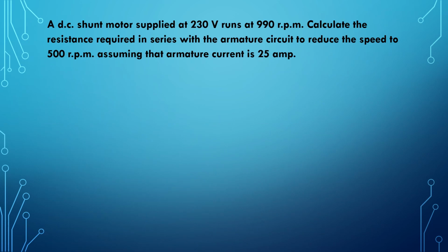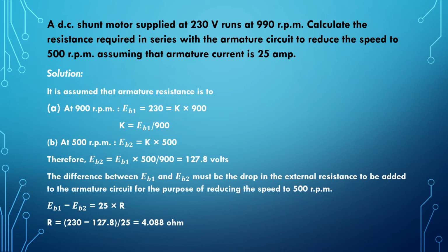So the second problem: a DC shunt motor supplied at 230 volts runs at 990 RPM. Calculate the resistance required in series with the armature circuit to reduce the speed to 500 RPM, assuming that the armature current is 25 amps. So this is the solution.